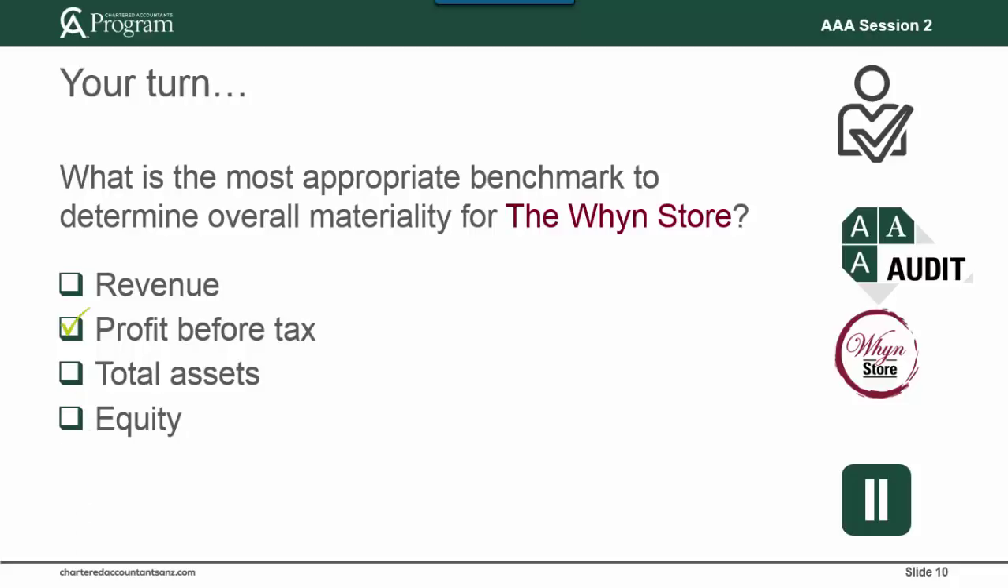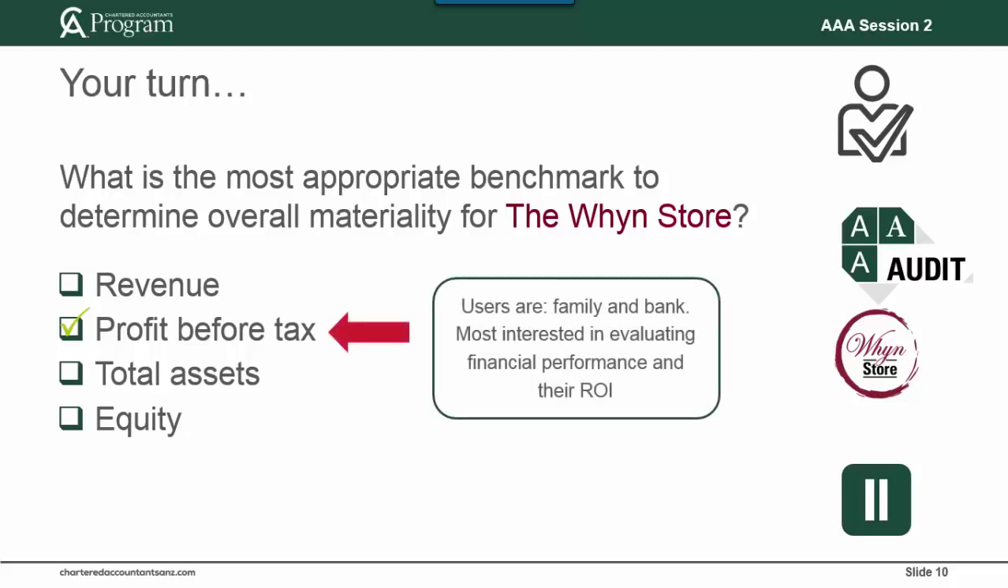The answer here is profit before tax. The users would be primarily the family, as the wine store is owned by family members, and the bank, as they have some financing with the bank. They would be most interested in evaluating the financial performance in this instance. Therefore, the focus would be on profits or revenue.